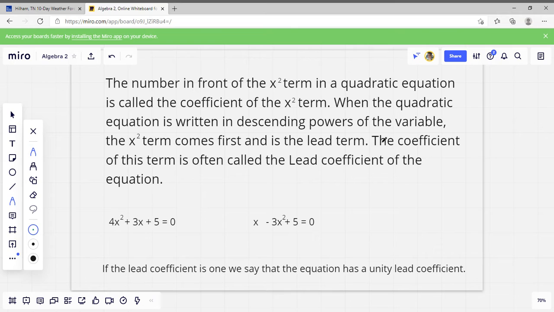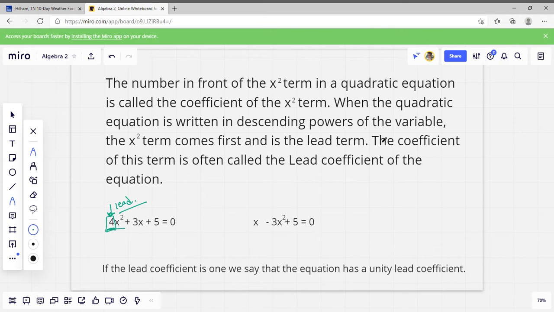When the quadratic equation is written in descending powers of the variable, the x squared term is going to come first, and it's the lead term. Lead means it's the first one in the row, because we're doing squared first, then to the 1, then to 0. The coefficient of this term is often called the lead coefficient of the equation. So it's the number that's attached to the x squared term. That's called the lead coefficient. So for this one, it will be 4.